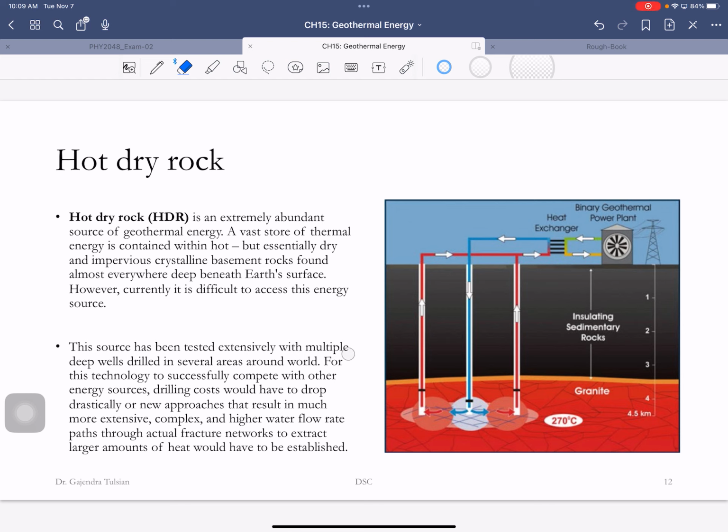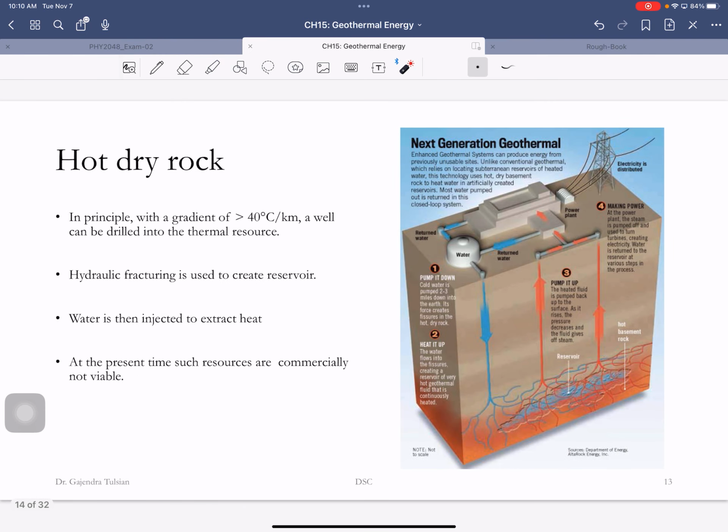All right. So again, right now this is too expensive. There's plenty of it there. But sunlight is falling on you, and we're just waiting for cheap batteries, and that'll happen. To harness this, you want to get to hot temperatures as fast as possible. In principle, with a gradient of up to 40 degrees Celsius per kilometer, a well can potentially be drilled economically. What you do is pour cold water, frack this rock, and then pump up the hot water and produce electricity.